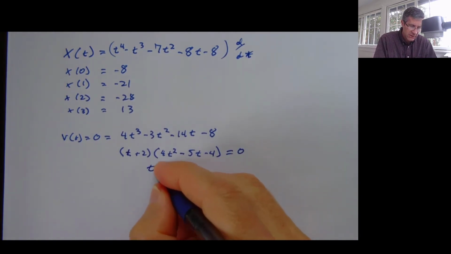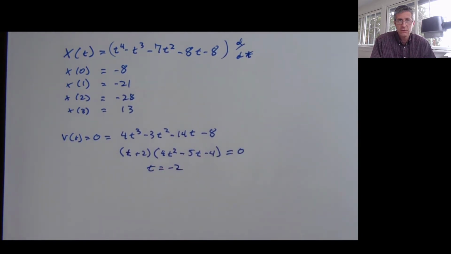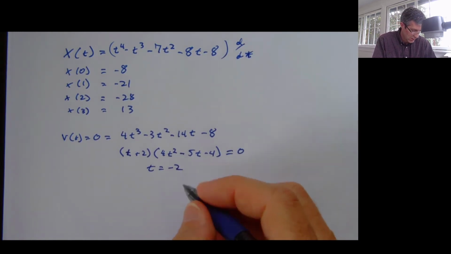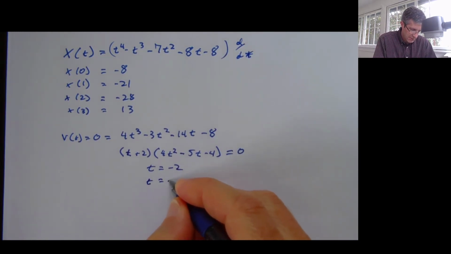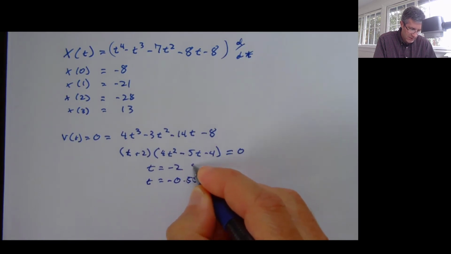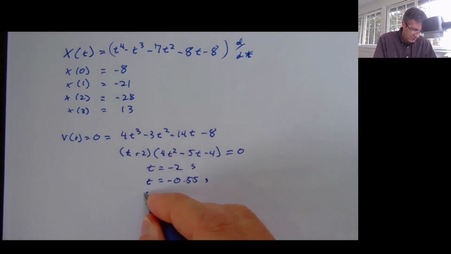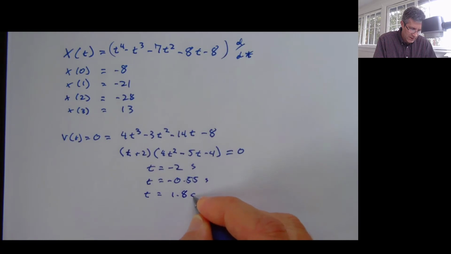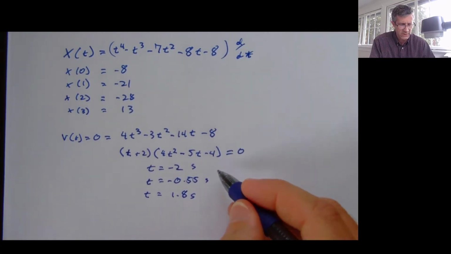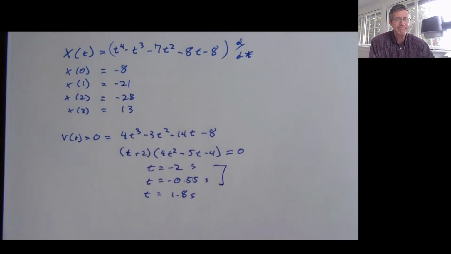So it turns out, right, velocity can be 0 at minus 2, can be 0 at minus 0.55 seconds, and it can be 0 at 1.8 seconds. So hopefully you'll be able to look at this and recognize, well, negative time. We don't do that. So those two are not going to be good. So it looks like at 1.8 seconds.